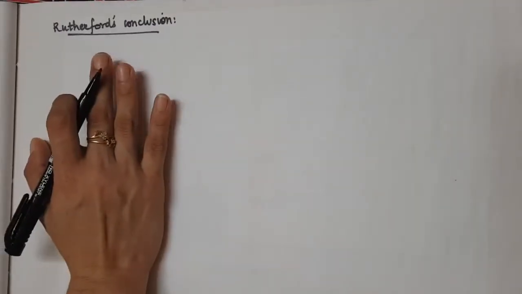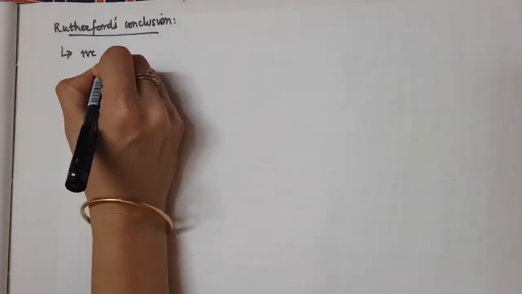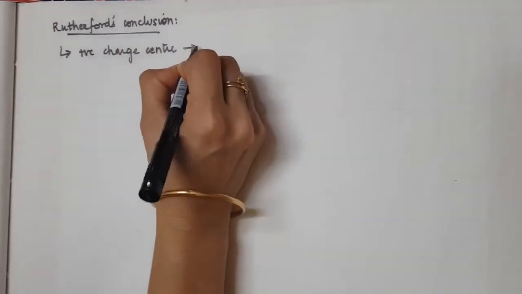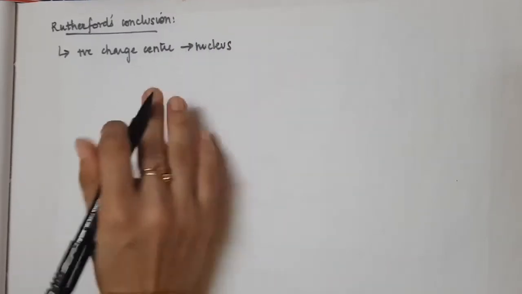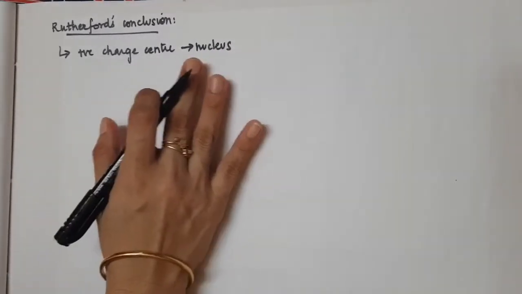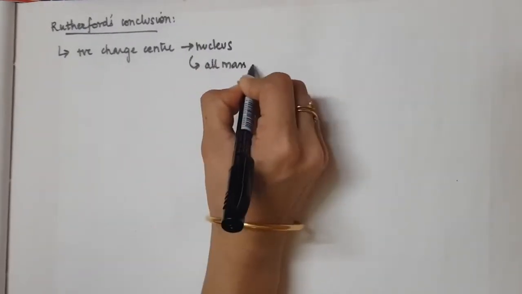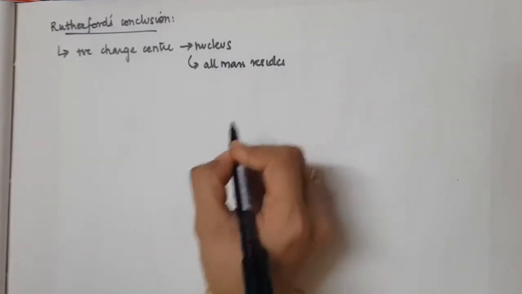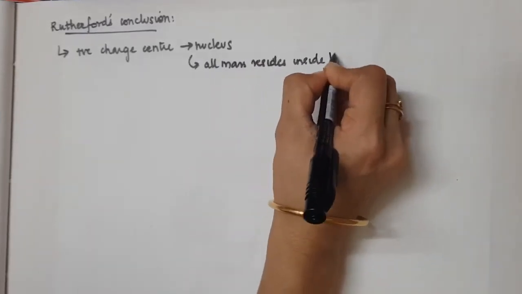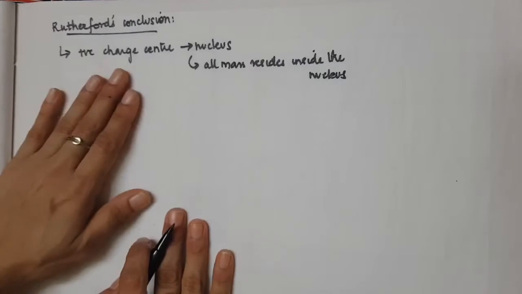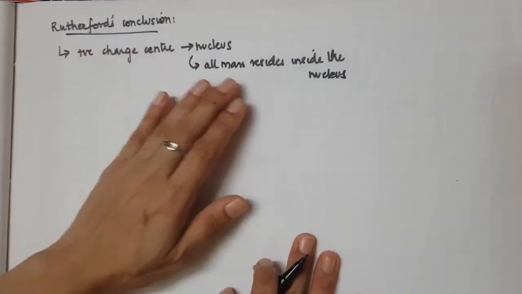So from the observation of his experiments, Rutherford came to a conclusion and explained the structure of the atom. He said that there is a positively charged center called the nucleus, and all the mass resides inside the nucleus.